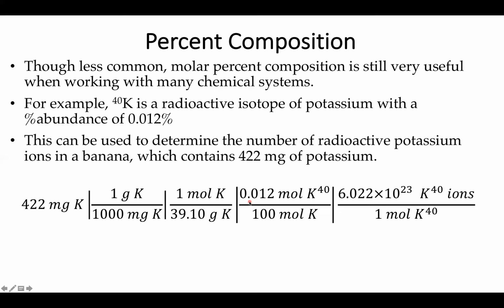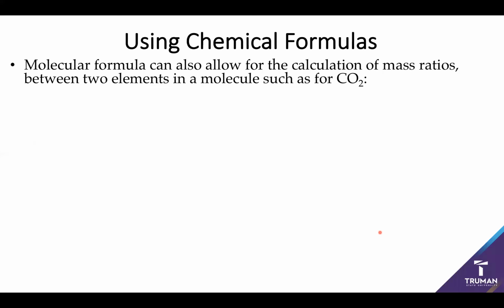So for example, I know it's 0.012%. So that means 0.012 mole for every 100 moles of potassium, I've got 0.012 moles of potassium-40. And then I can turn that number of moles of potassium-40 ions into actual ions. So it turns out that in an average banana, you're going to be eating about 7.8 potassium-40 ions. So really not as many as you might think, but it's still fairly important to know.